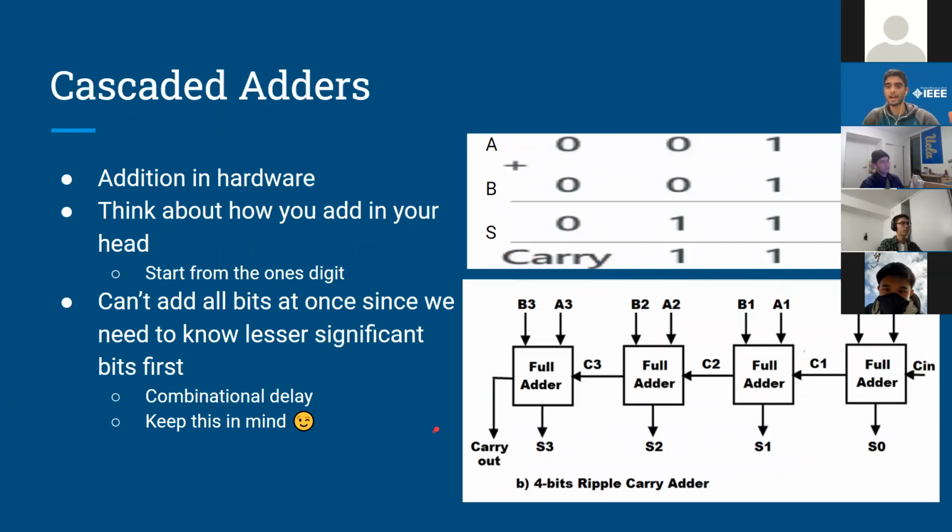So we got our half adders, we got our full adders. Now what we want to do is combine a bunch of them to create an adder that can do more than just 1 bit at a time, right? We want to add bigger numbers.